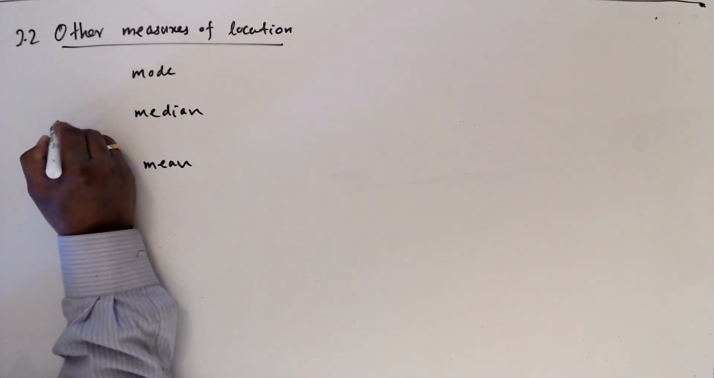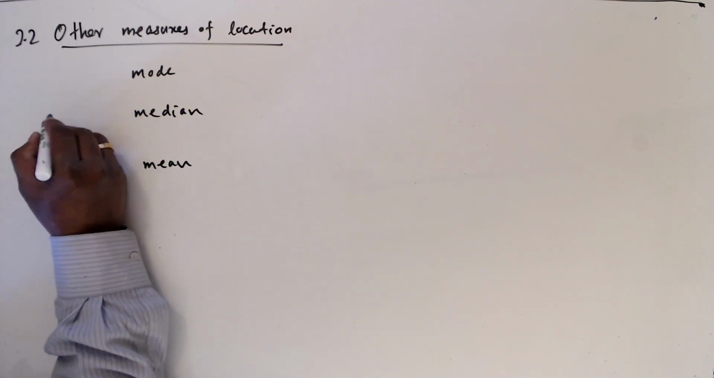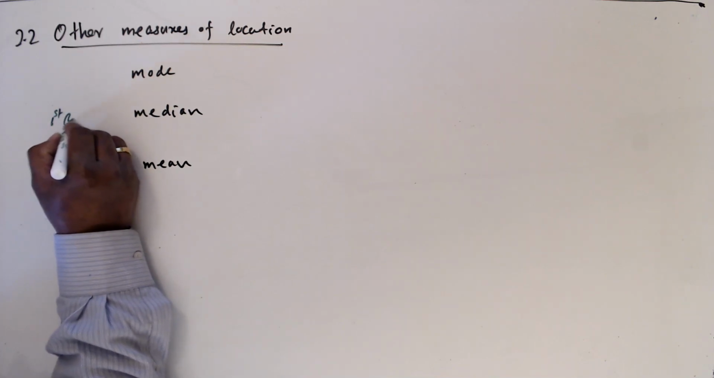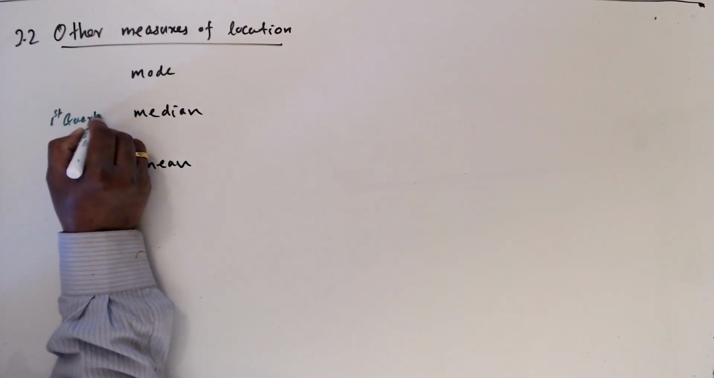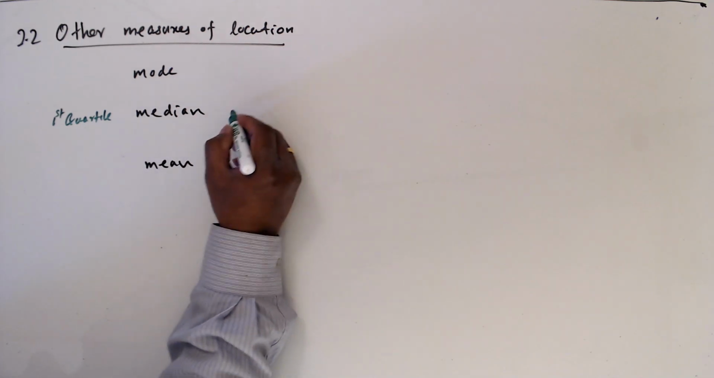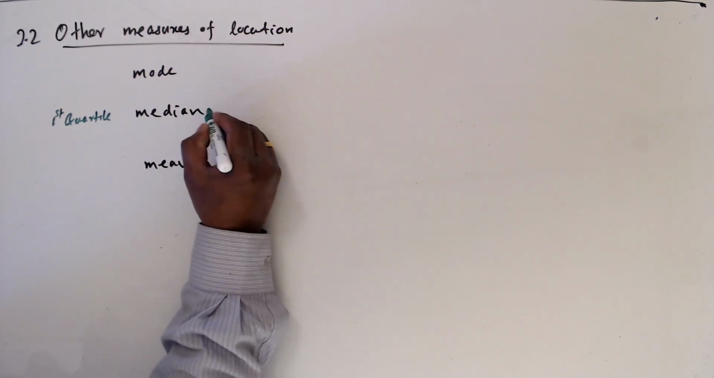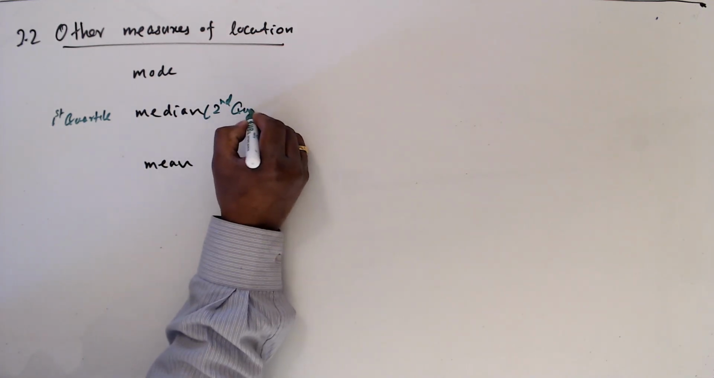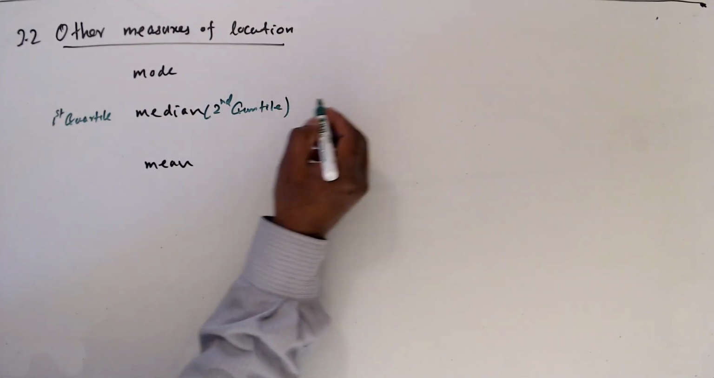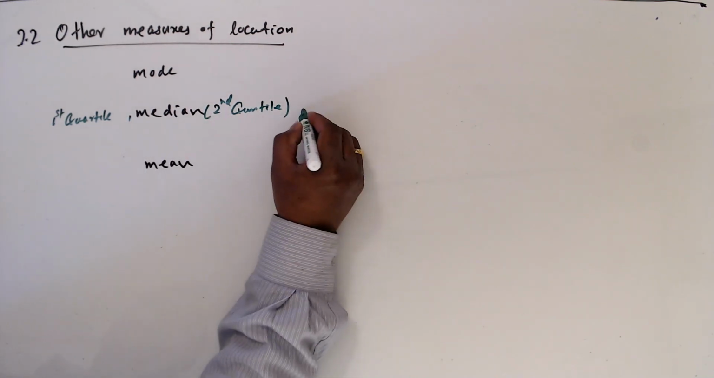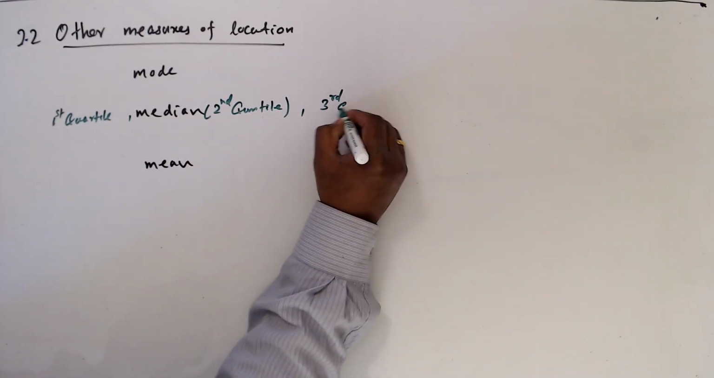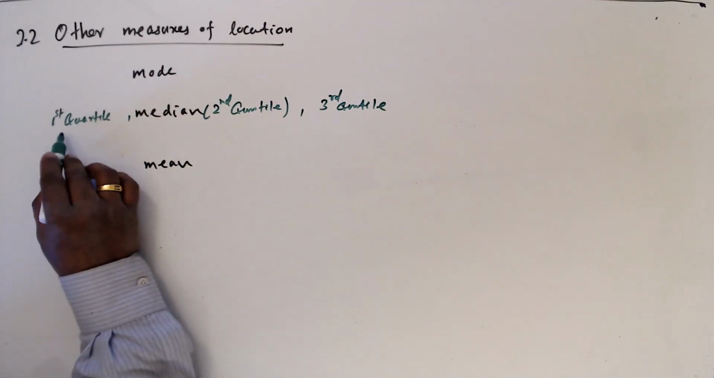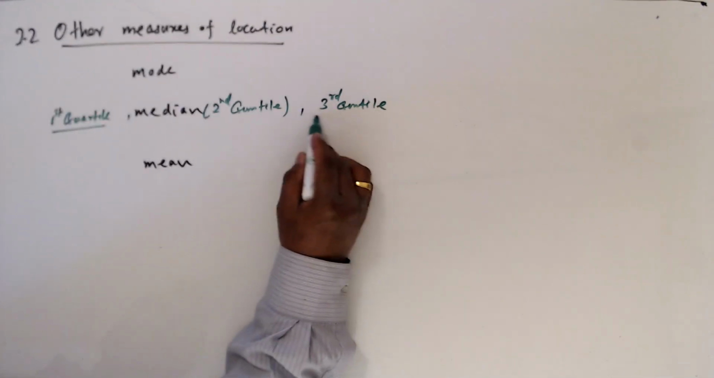One is the first quartile, then the other one is the median, usually called the second quartile, and the other one is the third quartile. So we'll find out what the first quartile and third quartile are.